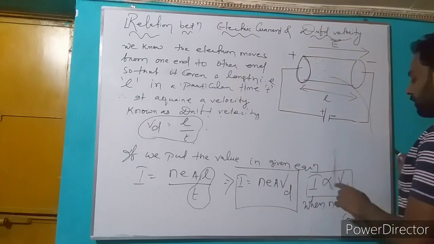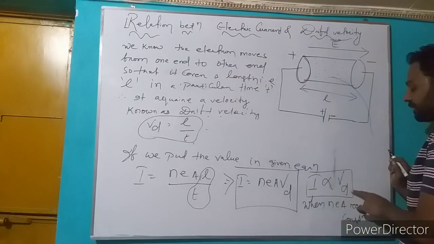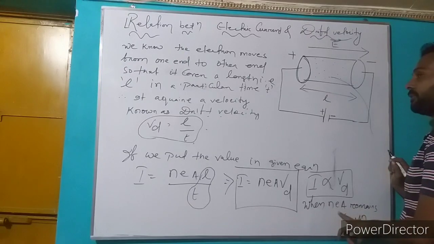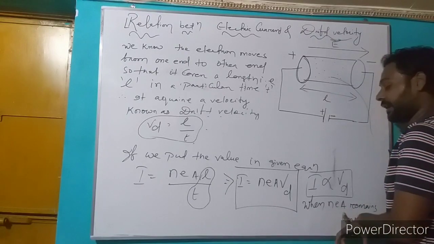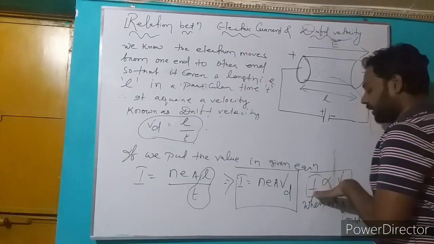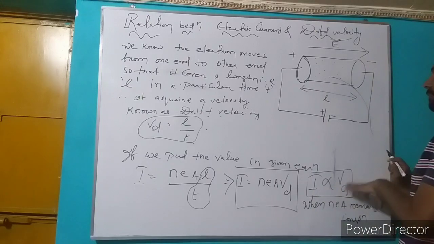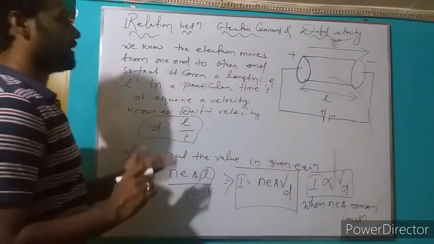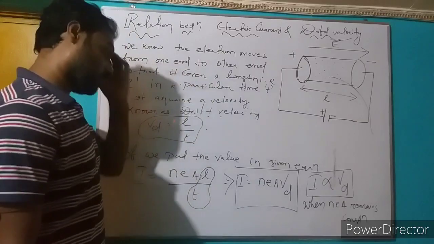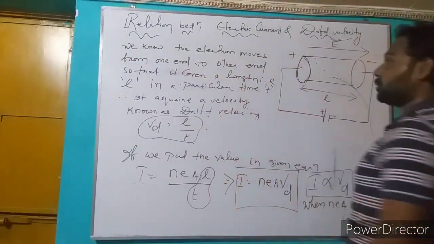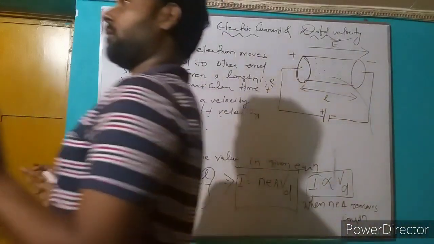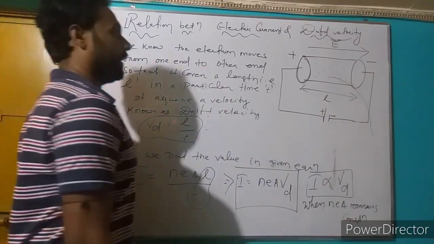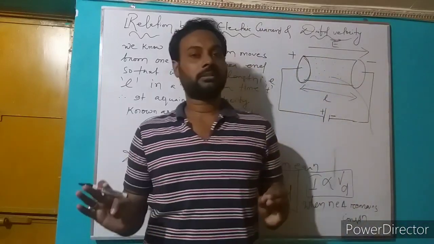So when electric current is directly proportional to drift velocity, the number of electrons per unit volume, called electron density, remains constant, the charge of the electron remains constant, and the area of cross section remains constant. Then the current flowing through the given conductor is directly proportional to drift velocity. Clear? So this is the required expression for the relation between electric current and drift velocity. I have discussed two topics: mobility of charge carriers, and the relation between electric current and drift velocity. If any doubt, then ask me.